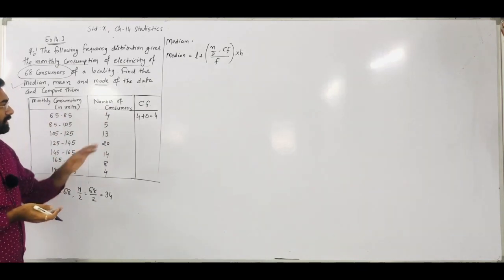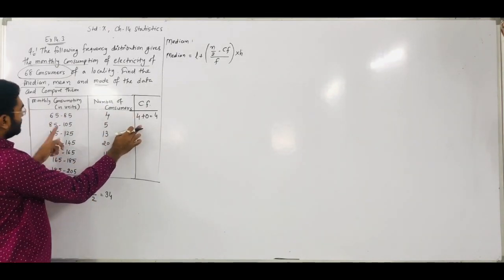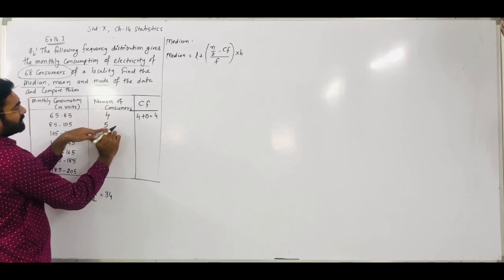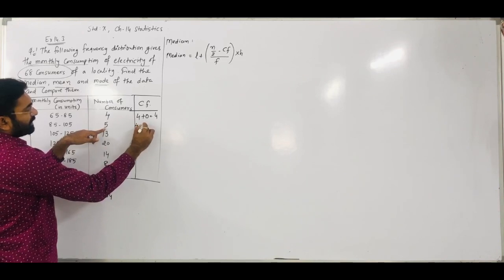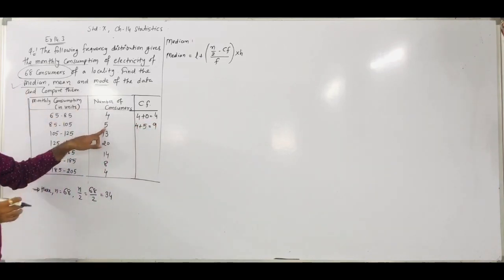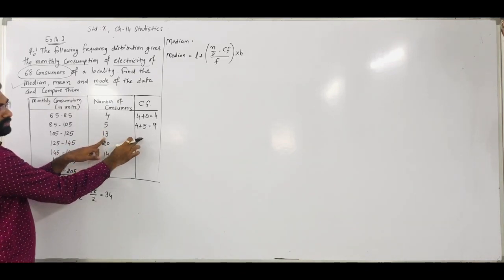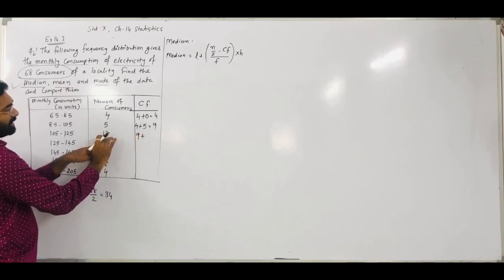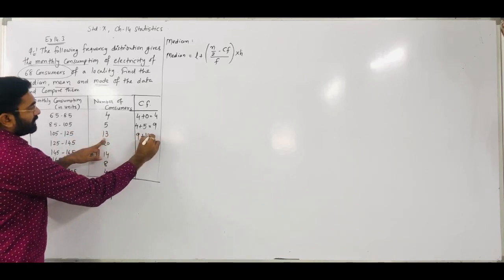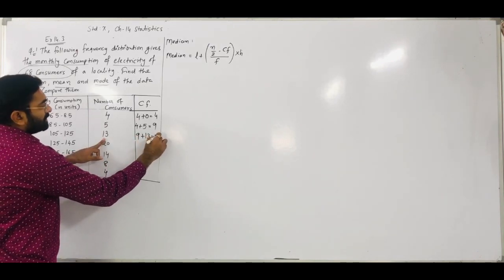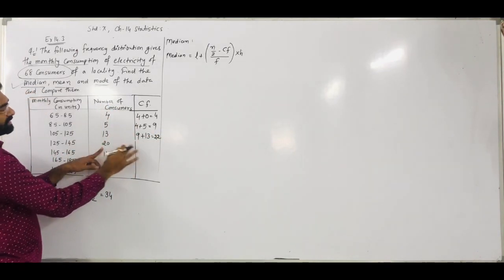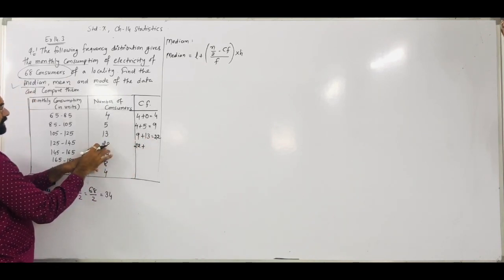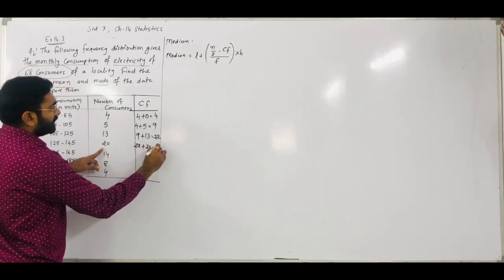The value is 4. Now for writing the second class cumulative frequency, to the first class cumulative frequency you have to add the second class frequency. So what is that? 4 plus 5 is equal to 9. Right? In the same way, for the third class cumulative frequency, how can we find it? To the preceding class cumulative frequency we have to add that class frequency. Right? So 9 plus 13, we get 22. In the same way, for the fourth class cumulative frequency, to the preceding class cumulative frequency we add the fourth class frequency. So we get 42.